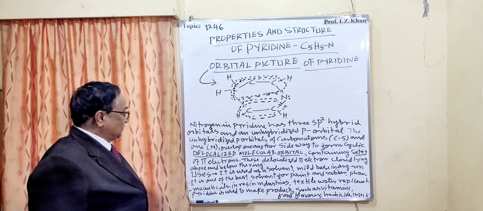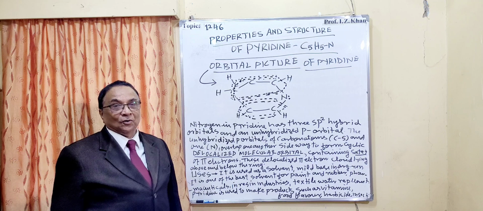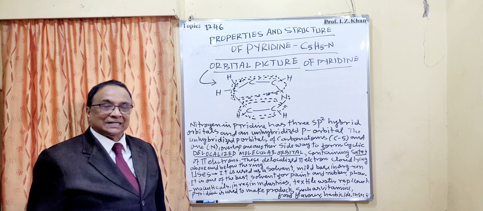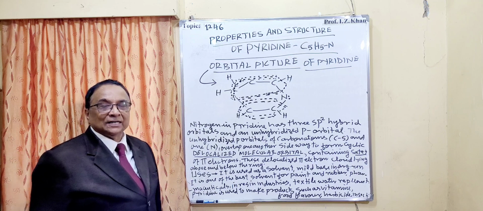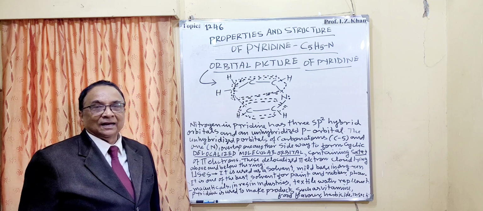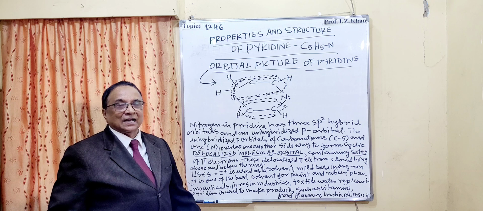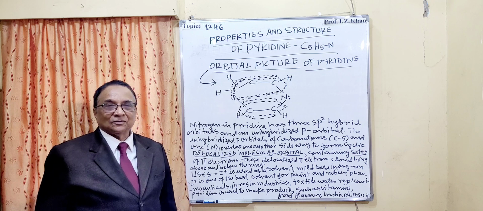The uses of pyridine. Pyridine, I have already told you, is one of the most powerful, most popular organic solvents, and it is widely used in many pharmaceutical, pesticide, drug, and vitamin producing industries, and textile industries. It is very much in use.